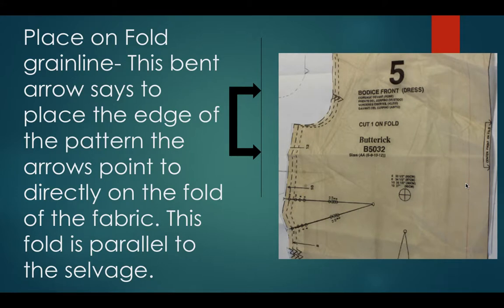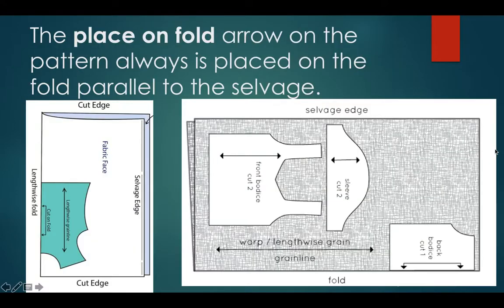So if there's two selvages, which there is, those two selvages will be folded so that they touch each other, and then you can place this pattern piece on the fold that is created by that. For example, we've got a selvage edge here, and we folded it so it's touching this selvage edge over here, so we've got a fold over here.